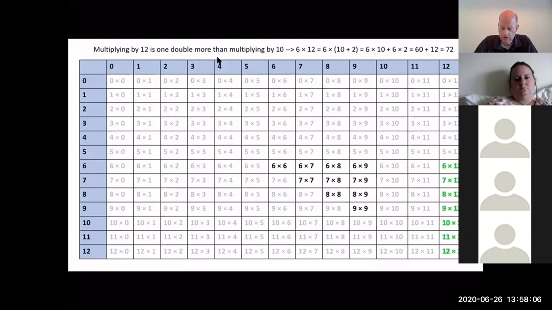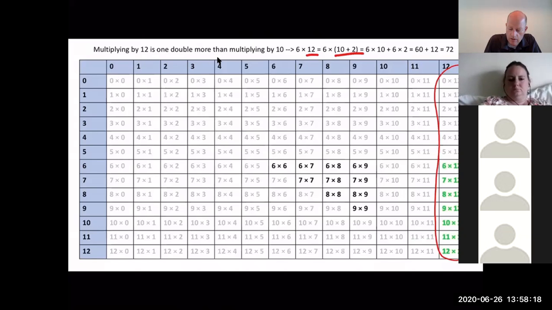Number 12, you can multiply anything, not just the ones that we have left, by doing one double more than 10. So it's taking my 12 and splitting it into 10 and 2. Partial products are 6 times 10 and 6 times 2. 60 and 12 makes 72. So that's similar to 11s and similar to a couple of other ideas. 12s come in handy a lot of times.